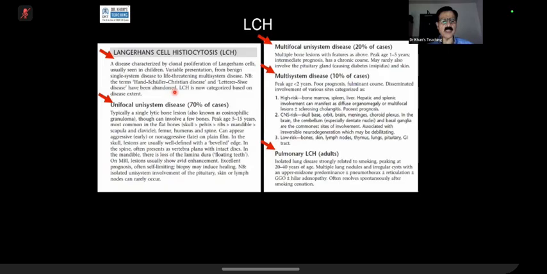Now, basically, Langerhans cell histiocytosis is a proliferation of Langerhans cells. Usually it is seen in childhood, but there is a type which can be seen in adults. Now we use this classification: unifocal unisystem disease, 70% of cases. And then multifocal unisystem, so in the bone there can be multiple focal lesions. Look at this one: multisystem disease, 10% of the cases.